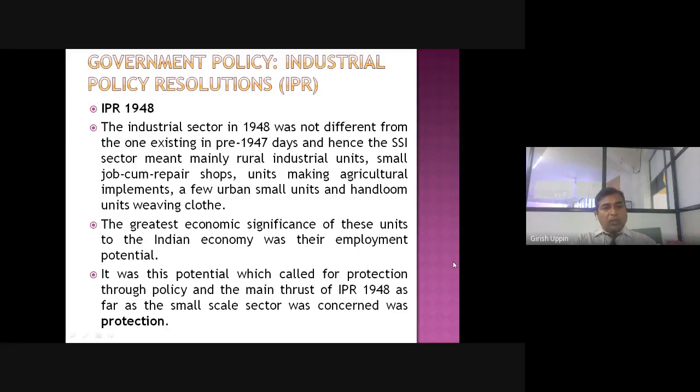So it was this potential which called for protection through policy, and the main thrust of IPR 1948, as far as the small scale sector was concerned, was protection. So, protecting the existing small scale industries, which includes small repair shops, small units that manufactured agricultural tools, the handloom sector, all these things. The main intention of IPR 1948 was to make sure that all these industries are protected, so that there is a greater potential for employment.